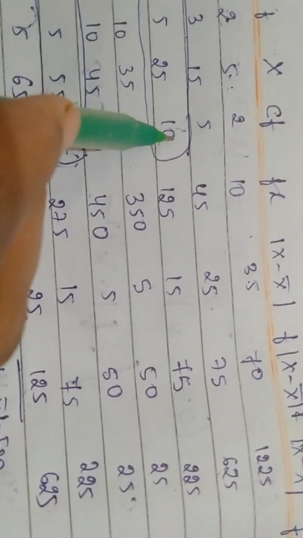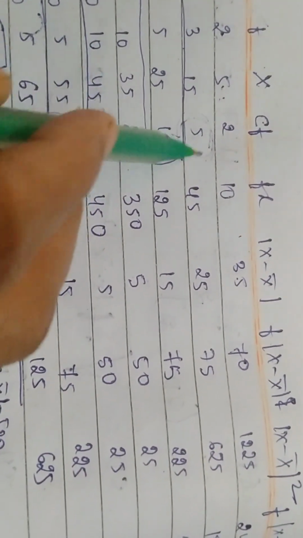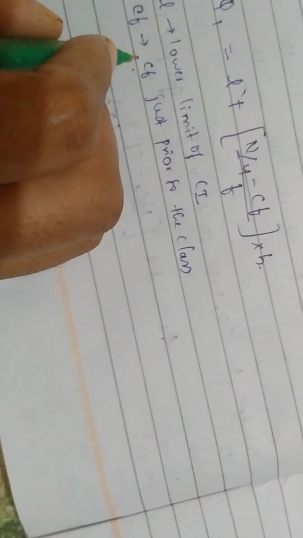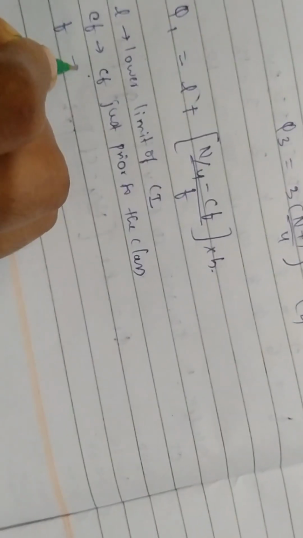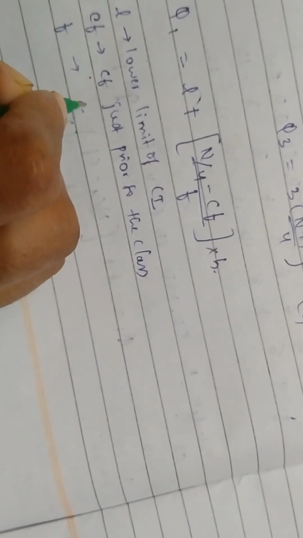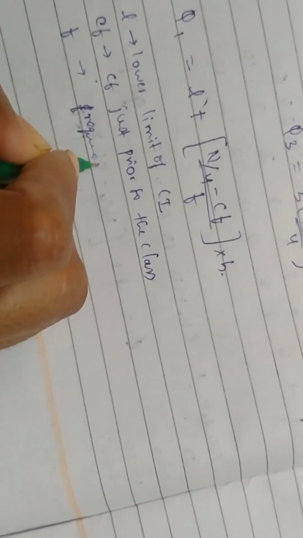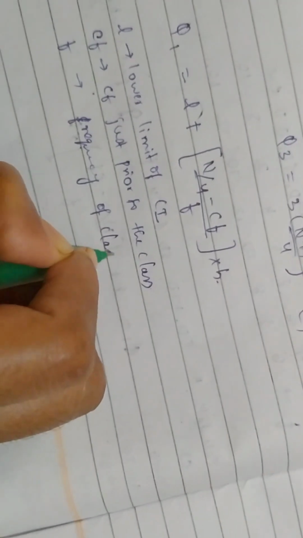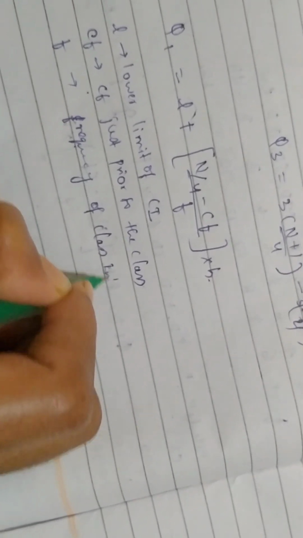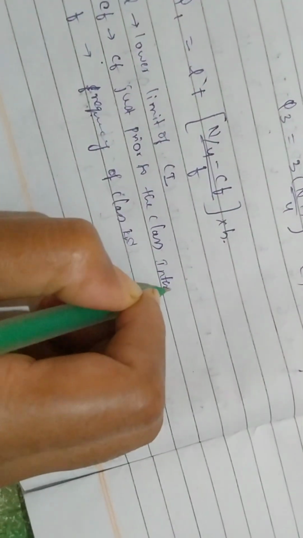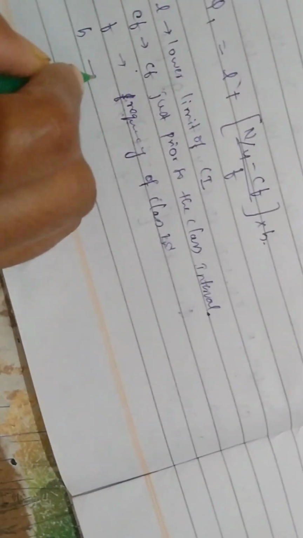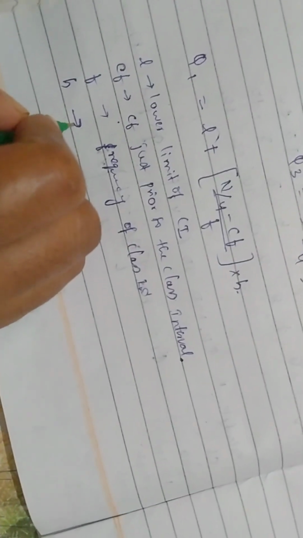Just prior to the class means this 5 is going to be our cumulative frequency. Next we have frequency. Frequency will be the same as the frequency of the class, and this is the class interval. Next we have h, that is the height of the class.